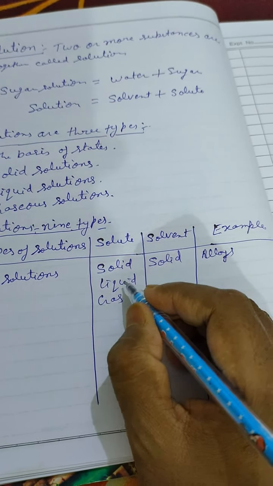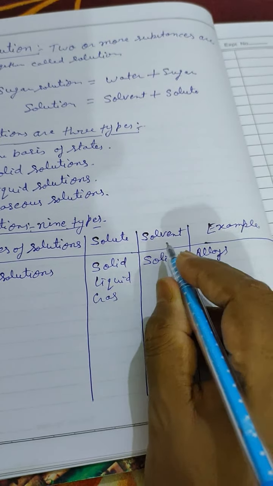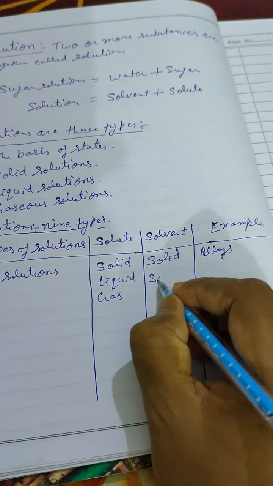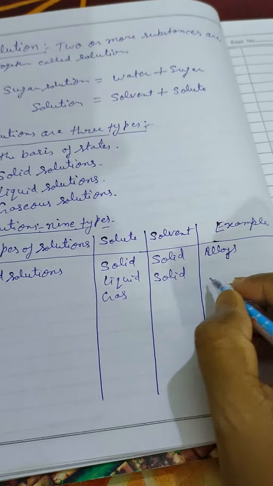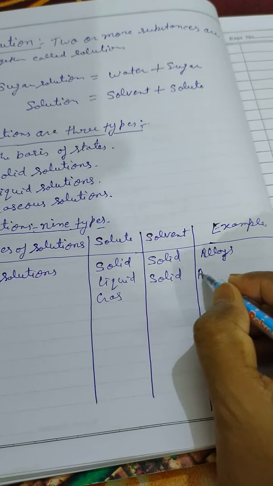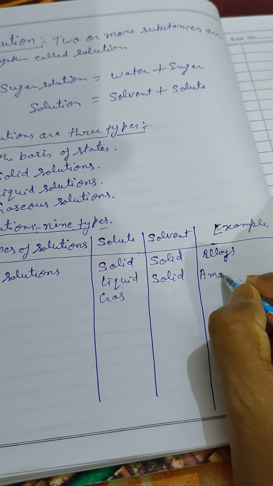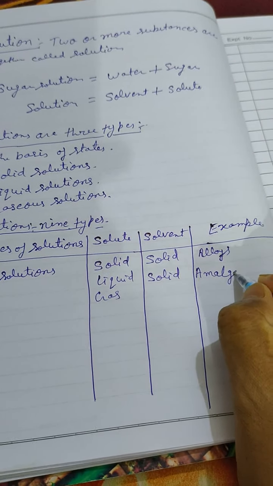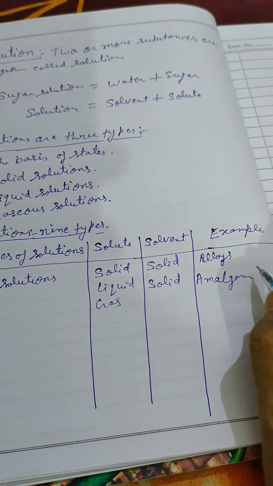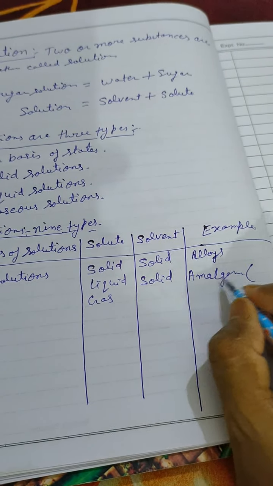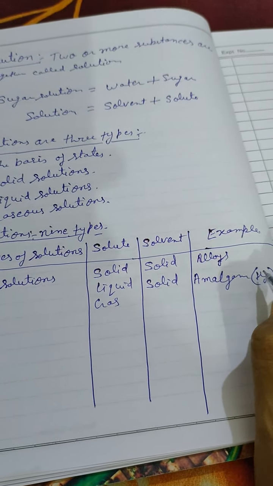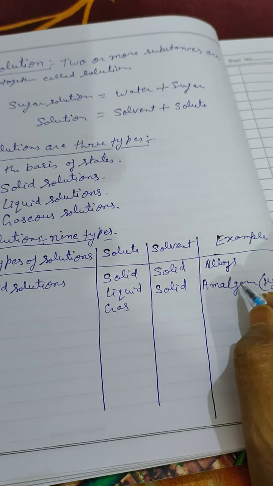Next, liquid in less amount, solvent is the more amount. Solvent state is solid. For example, amalgam. This word amalgam is used for mercury, Hg. When mercury is mixed with another metal, it forms an amalgam.